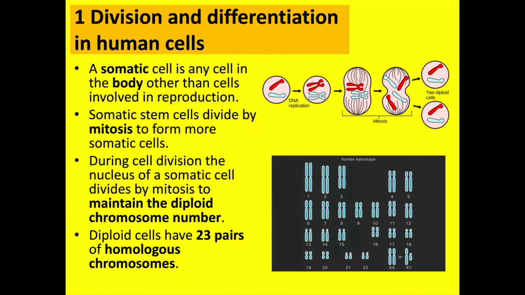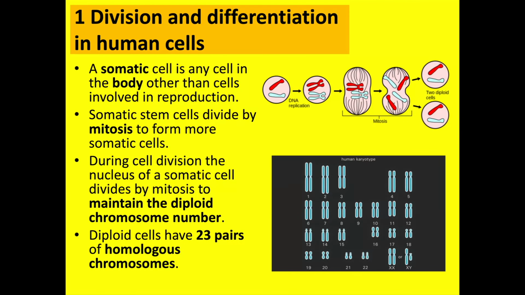A somatic cell divides by the process of mitosis, which you should all be familiar with from National 5, to form more somatic cells. During cell division, the nucleus of the somatic cell divides by mitosis to, and this is a phrase you'll be familiar with from National 5, maintain the diploid chromosome number. Okay, and that is a phrase that's well worth you getting familiar with. It maintains the diploid chromosome number, which essentially means it keeps the same number of chromosomes in the daughter cells that we find in the original cells.